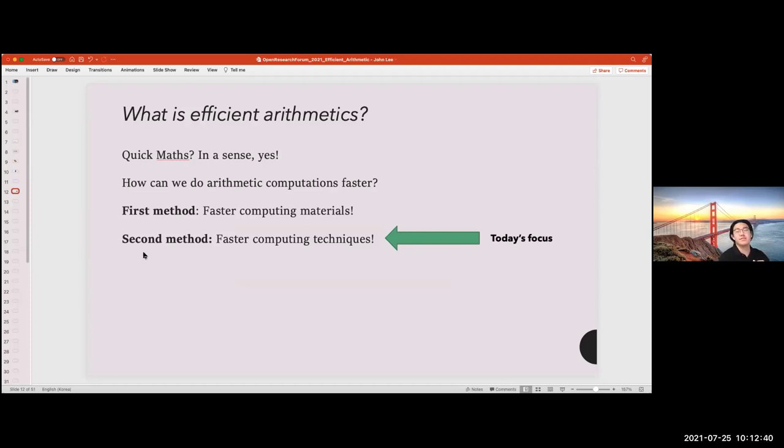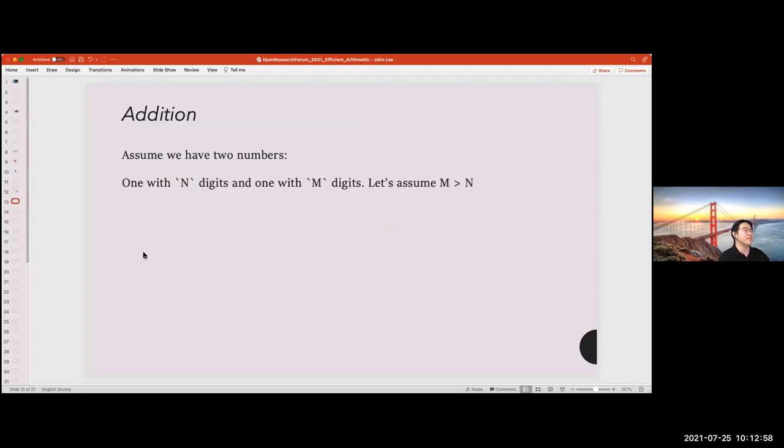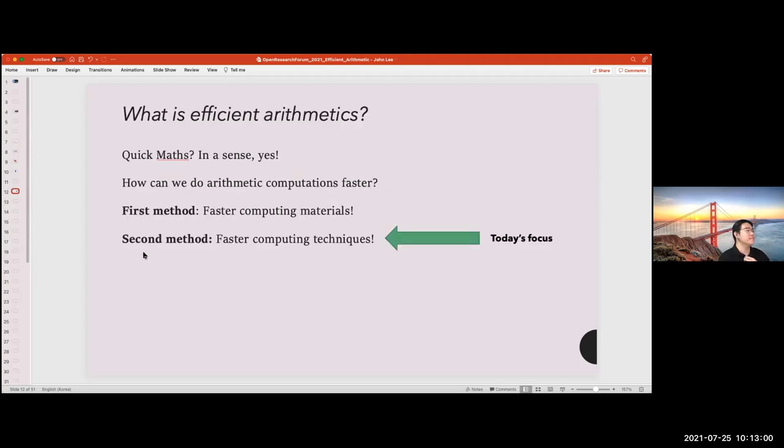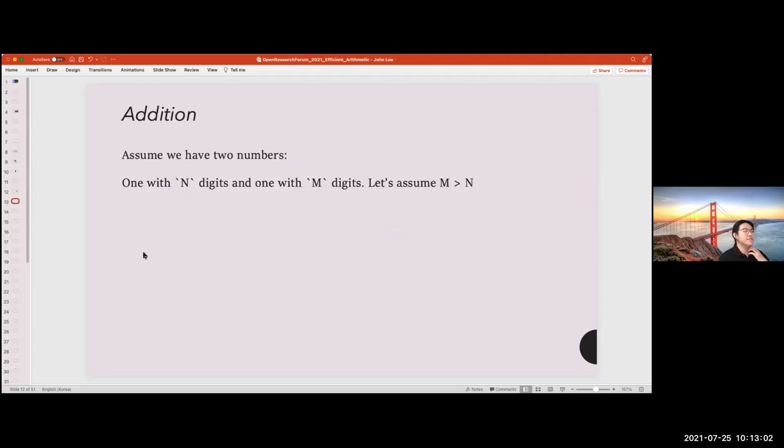You'll be surprised to know that people still haven't found the fastest practical way to multiply numbers, even though researchers have been trying to do this for a while. But I'll elaborate on this later on. First we have addition. I'll start with addition and then go on to multiplication.